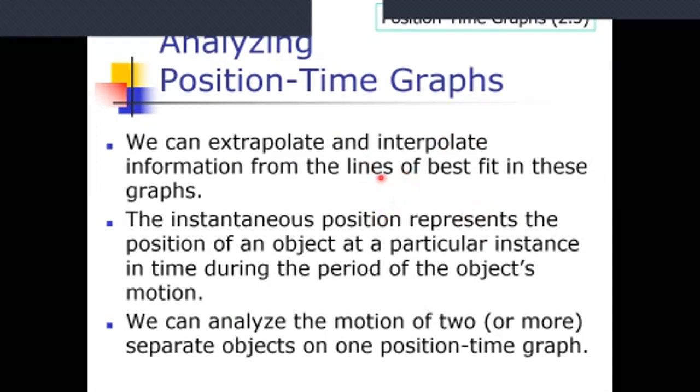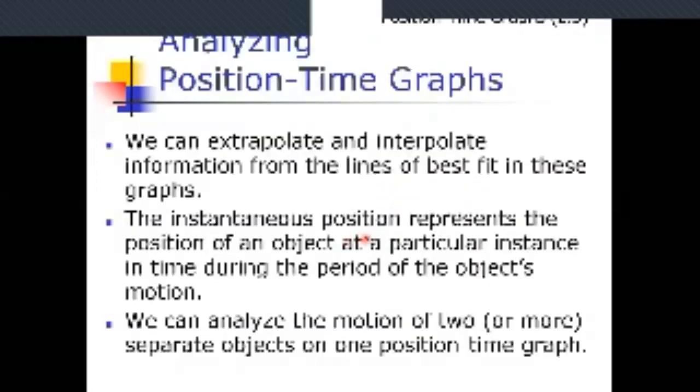We can do that if we get what's called a line of best fit, which is a trend line that we'll talk about, and hopefully we'll be able to practice graphing as well. On top of that, we can predict positions at certain times. So we need to learn how to analyze these position time graphs and then make them as well. We'll be able to do both in this chapter.